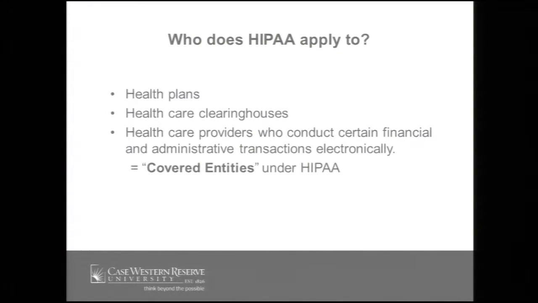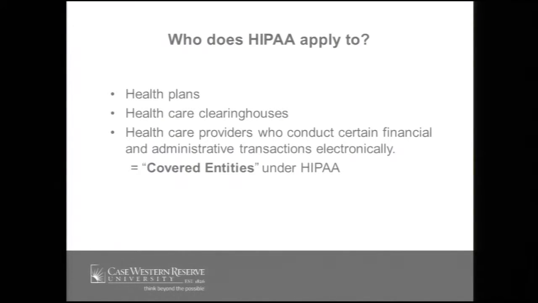Generally, HIPAA applies to covered entities. And HIPAA defines covered entities as health plans, such as health insurers, healthcare clearinghouses, which are third-party organizations that handle or process medical information, and healthcare providers, so like doctors and nurses, who conduct certain financial and administrative transactions electronically.